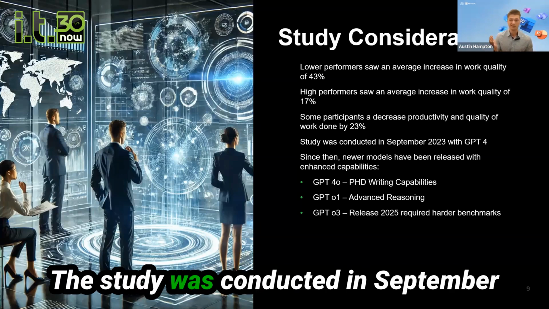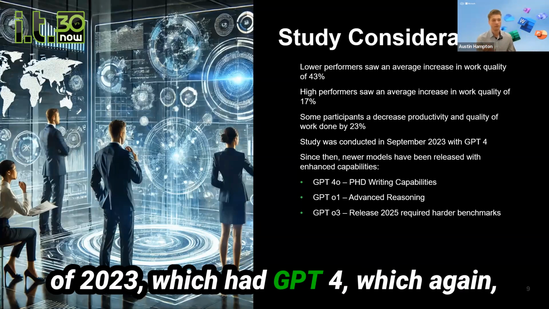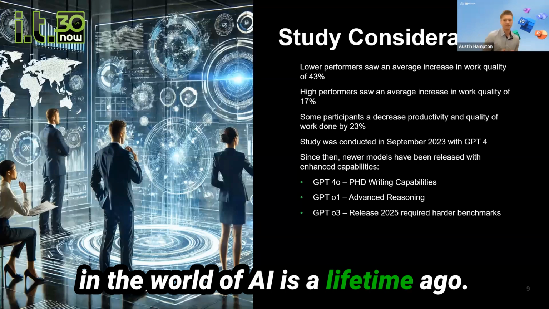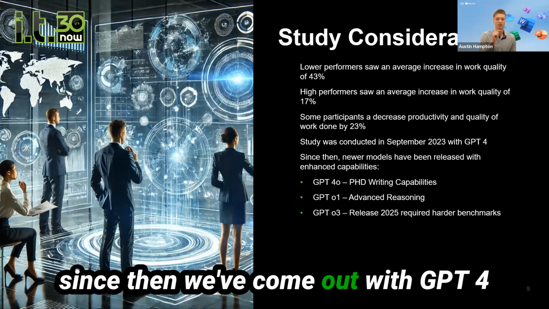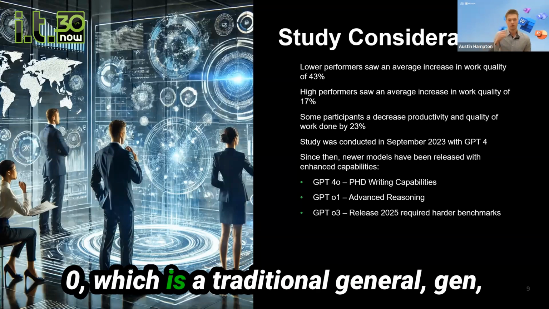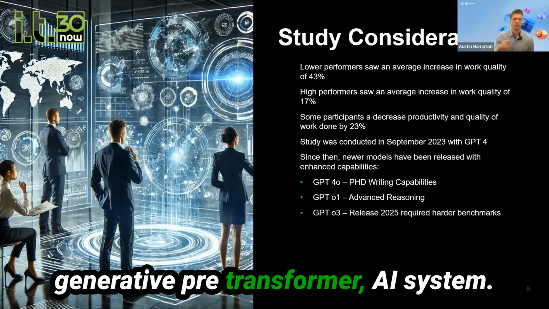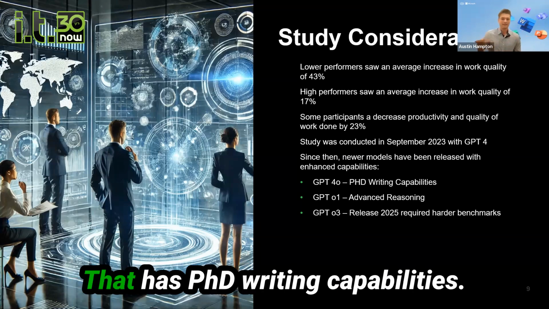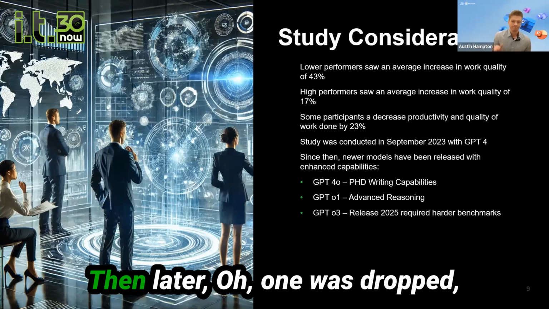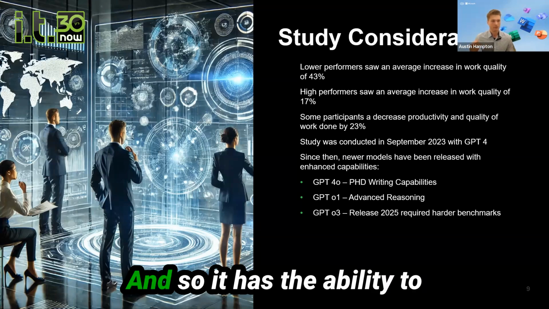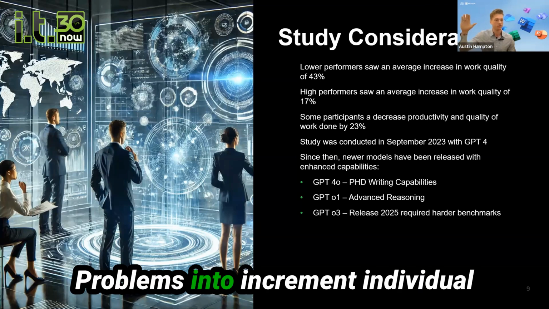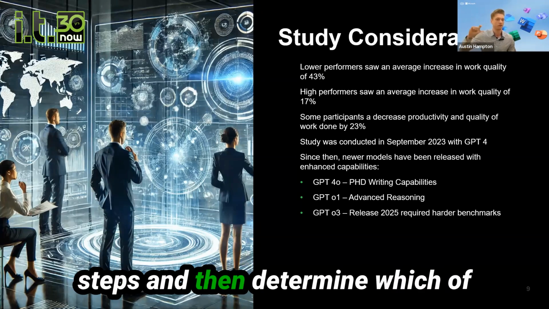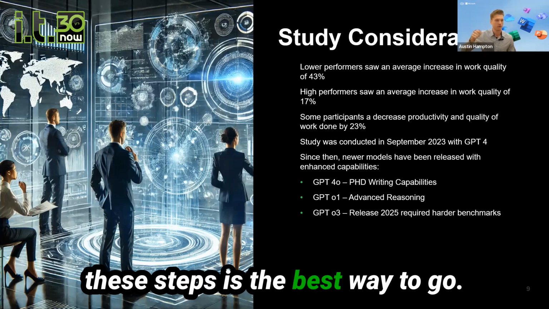Additional consideration: the study was conducted in September of 2023 with ChatGPT-4, which, in the world of AI, is a lifetime ago, technically 4 lifetimes ago, because since then we've come out with GPT-4o, which is a traditional generative pre-trained transformer AI system that has PhD writing capabilities. Then later, o1 was dropped, which has advanced reasoning. It has the ability to break complex problems into individual steps, and then determine which of these steps is the best way to go.